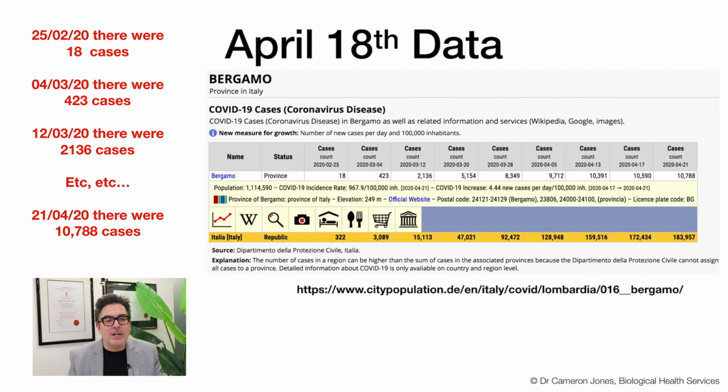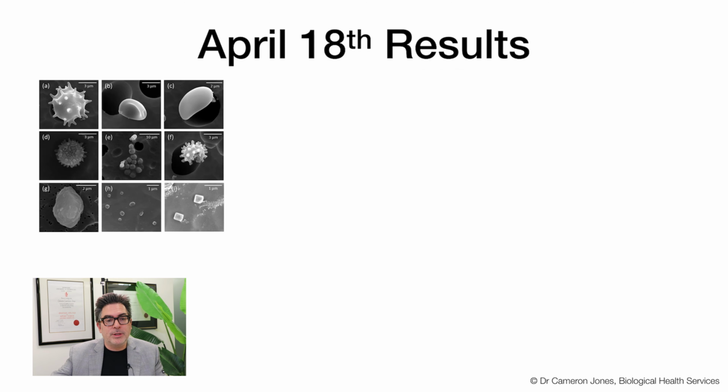By the 4th of March, there were 423 cases. By the 12th of March, there were over 2,000 cases. And on the 21st of this month, there were 10,788 cases. So this particular area in Italy is a fascinating petri plate, in a sense, for studying the impact of pollution. And that's exactly what these authors have done.